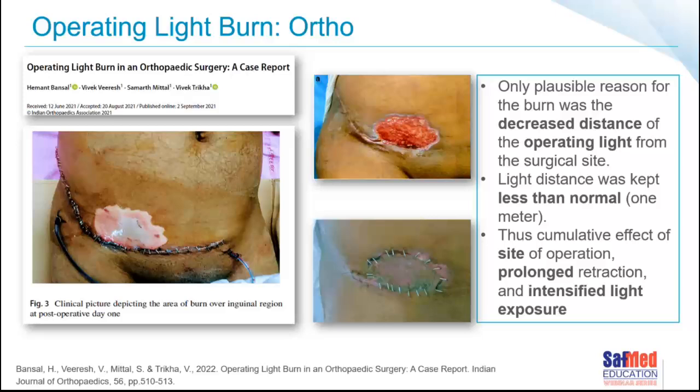The only plausible reason that the surgeons and the authors could come up with was the decreased distance of the operating light from the surgical site, meaning that they had to bring that light in a lot closer than they would normally. Of course, the normal distance we would work with is 1 meter. They're saying that the cumulative effect of everything, the site of the operation, because that's quite a tender area, the prolonged retraction, and the intensified light exposure is what caused the patient's burn.